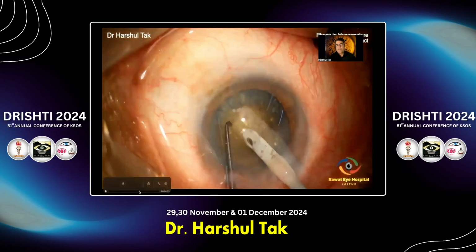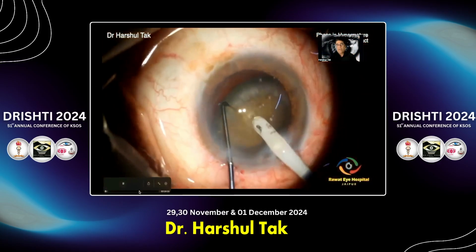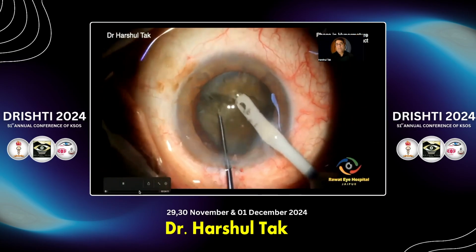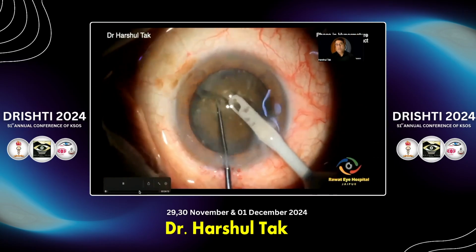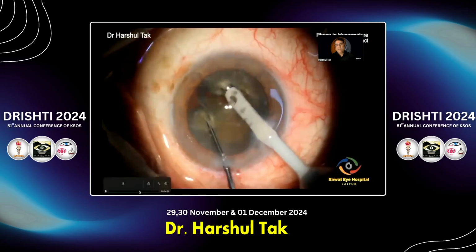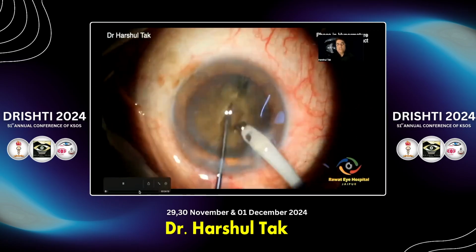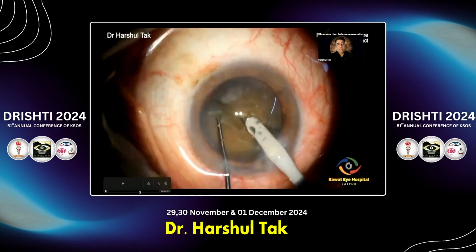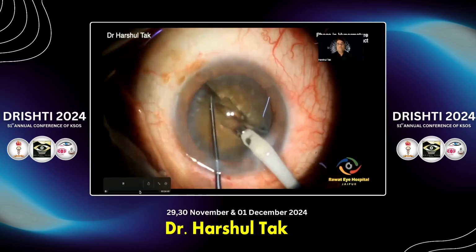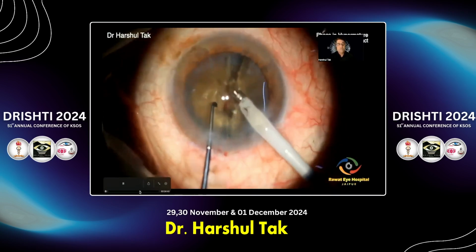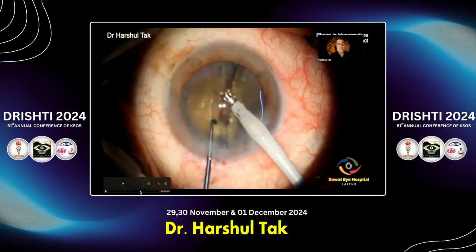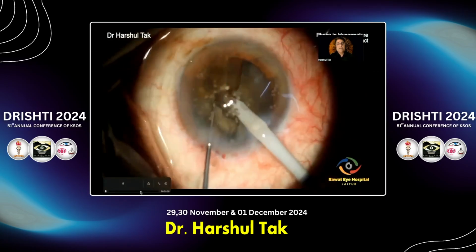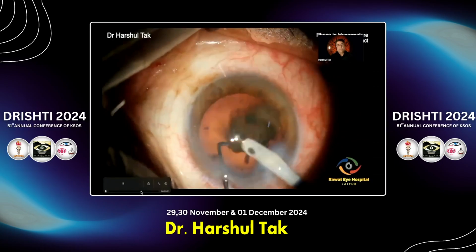Go ahead and drill in the center, get a good hold, lift the nucleus up, and get a chopper from the equator. And you can see I'm able to achieve this crack in the nucleus. I rotate the nucleus 180 degrees again, hold it, and again divide this nucleus into two pieces. Once you have this division, you can further chop and divide this nucleus into smaller pieces before you emulsify the entire nucleus.